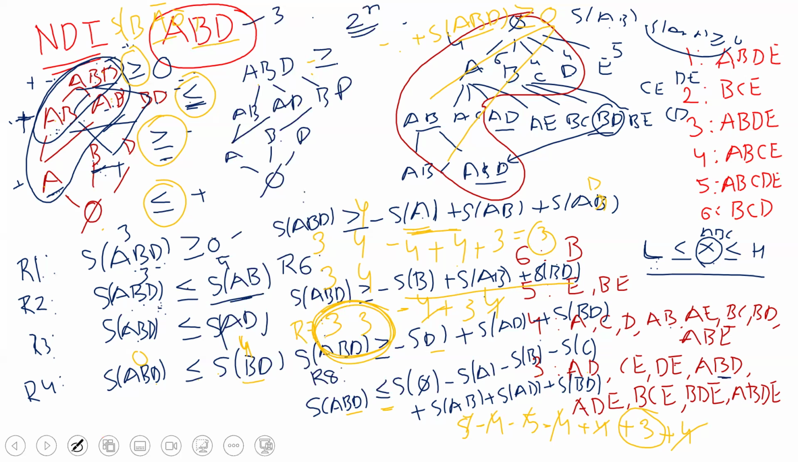So start with greater than or equal to 0, less than or equal to 0, greater than or equal to 0, less than or equal to 0. So this will be 0 plus minus plus. Now start from ABD. This would be the first rule. ABD greater than or equal to 0, first rule. And then come to AB, second rule. Come to AD, third rule, fourth rule.